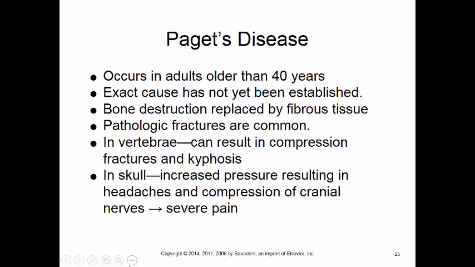Paget's disease. This is another disorder. It is found in adults older than 40. The cause is not known. It's where the bony tissue is replaced by scar tissue, fibrous tissue, and it leads to a lot of fractures. The fractures are caused by the Paget's disease. That's why they're called pathologic fractures.